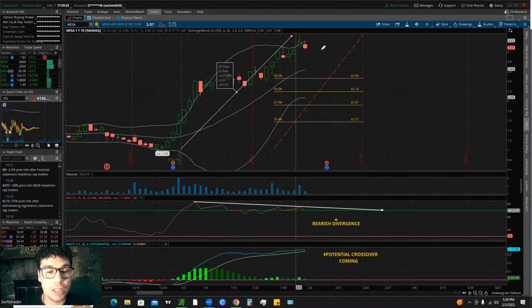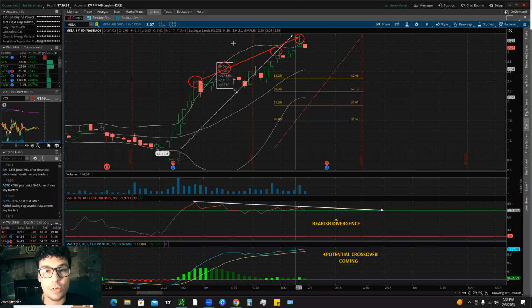Now, there's a couple things we need to be cautious of right now, especially with these really, really big rallies. The first thing that we want to take a look at is our relative strength index. And if you notice here, we're making higher highs on the stock price, right? So we have a high here, a higher high here, a higher high here, and a higher high here as well. So clearly, the stock is in an uptrend and moving higher.